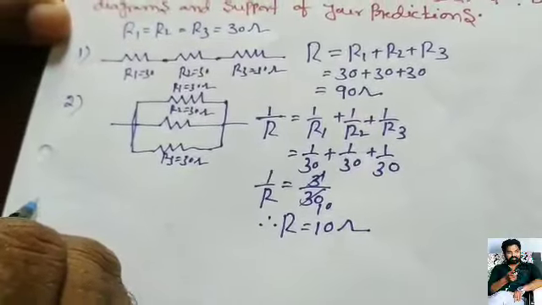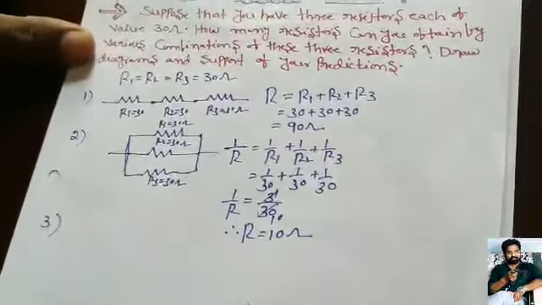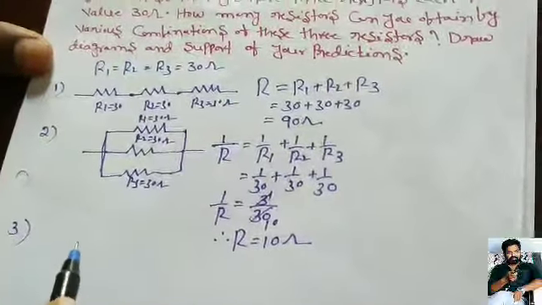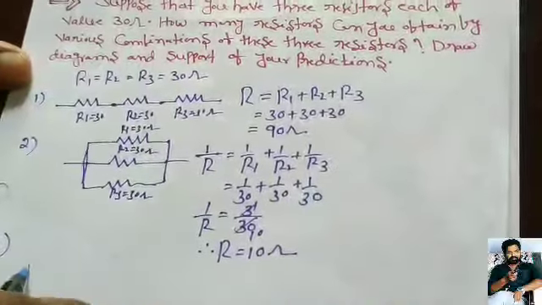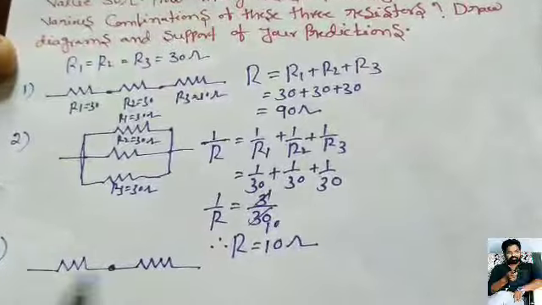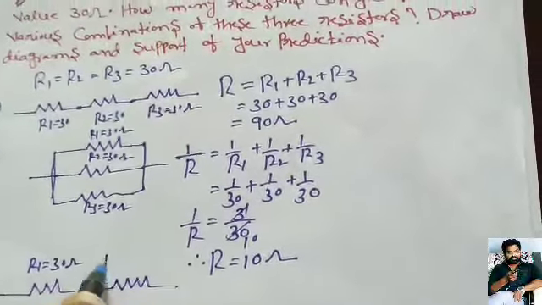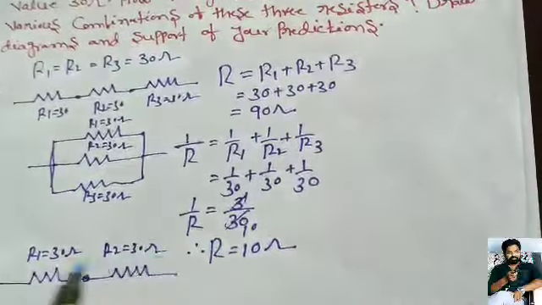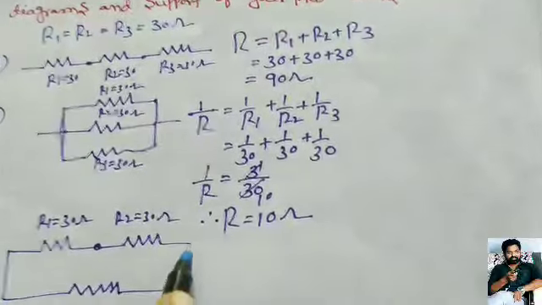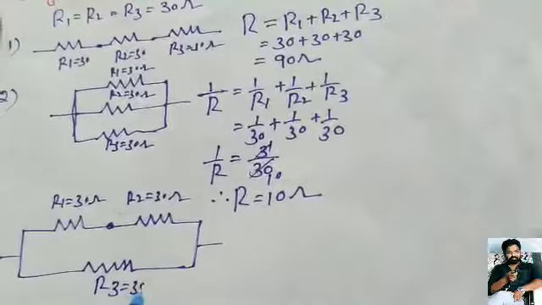Next, third one. Out of three resistors, two resistors are connected in series and the third resistor is connected parallel to them. See here, this is the first resistor and this is the second one. These two are R1 equal to 30 ohms and R2 equal to 30 ohms, and the third resistor is connected parallel to them. So this is R3, 30 ohms.